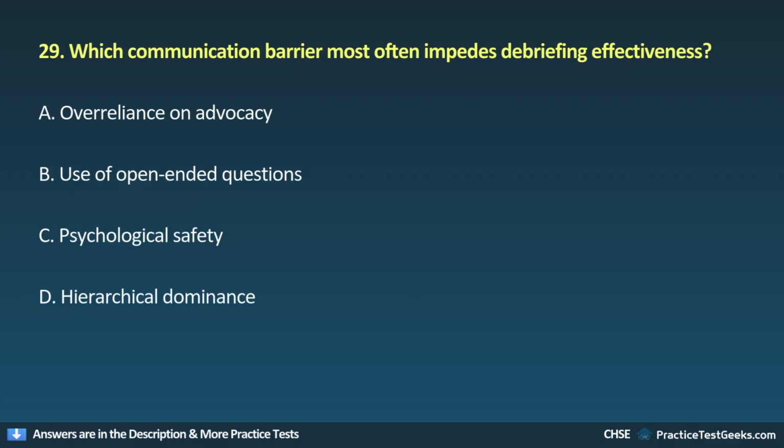29. Which communication barrier most often impedes debriefing effectiveness? A. Over-reliance on advocacy. B. Use of open-ended questions. C. Psychological safety. D. Hierarchical dominance.